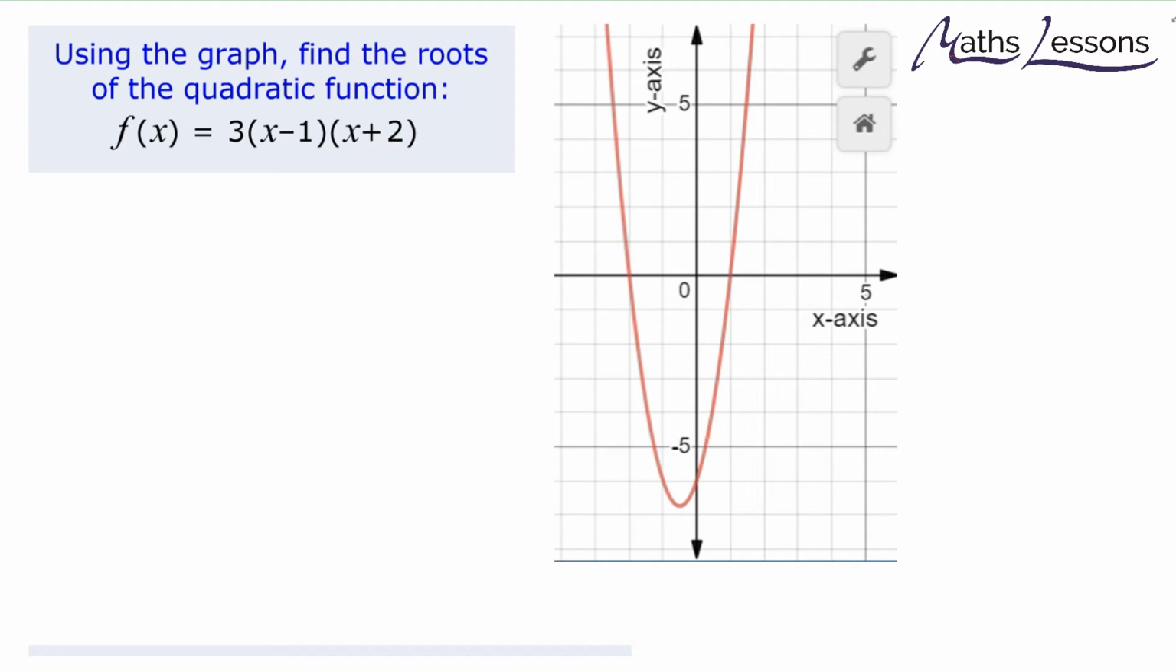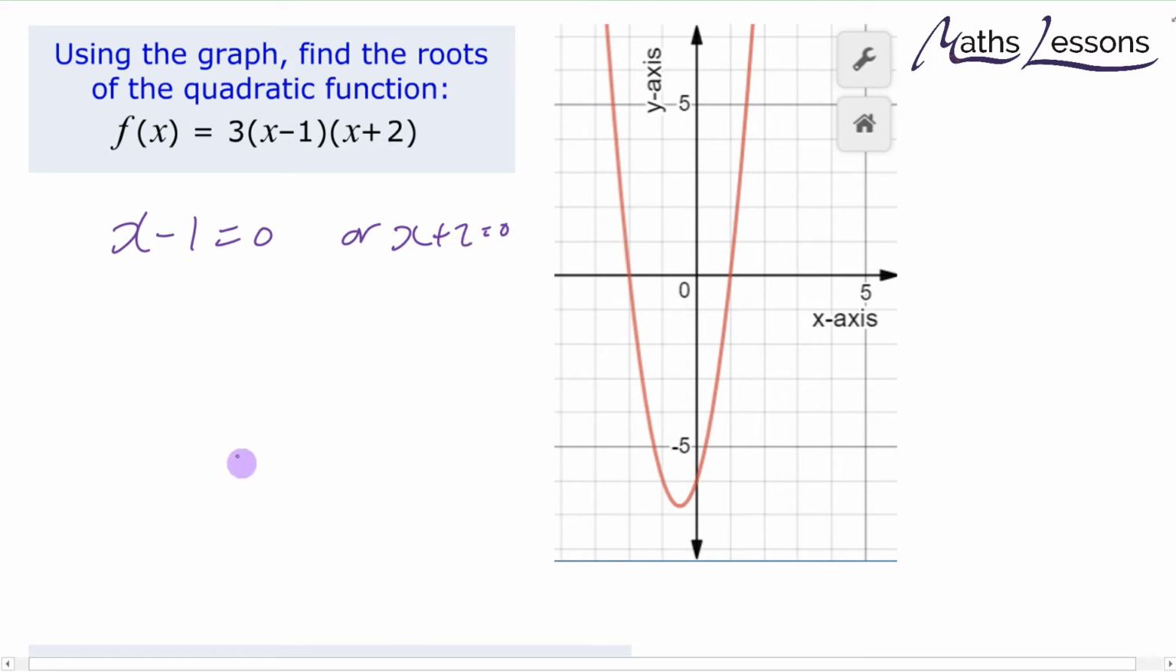Right, now this one, we've got the graph drawn here. So here's the x-axis, and remember, the roots are where it crosses the x-axis. Now we can either do it by the graph or we can do it by factorising. If you do it from the equation, we can see x minus 1 must equal 0, or x plus 2 will equal 0 in this case, because it's already factorised, so x equals 1 or minus 2.